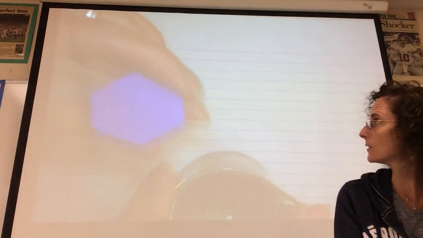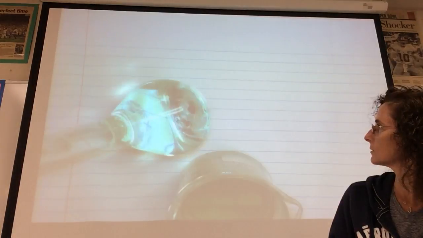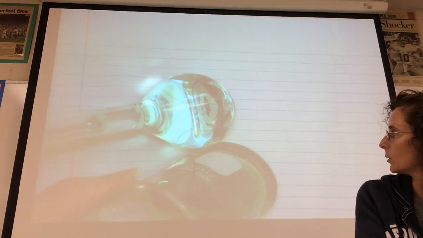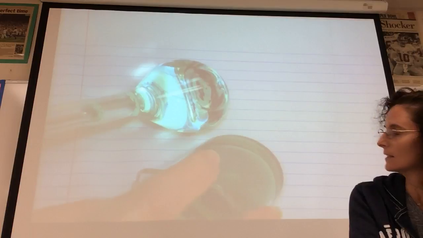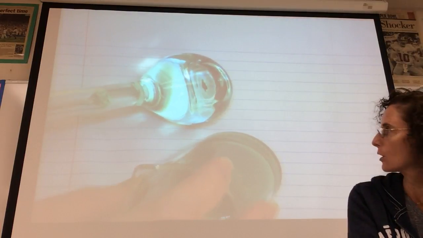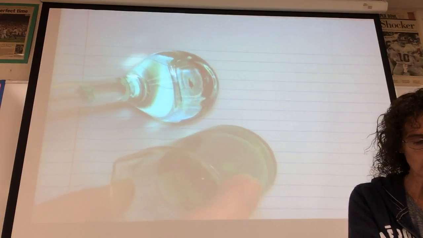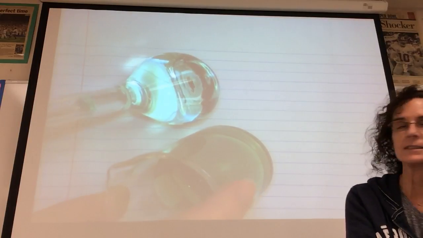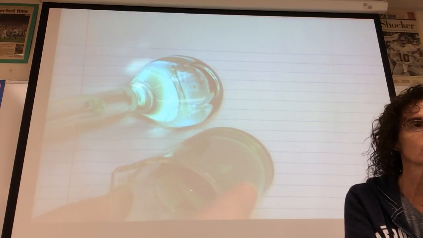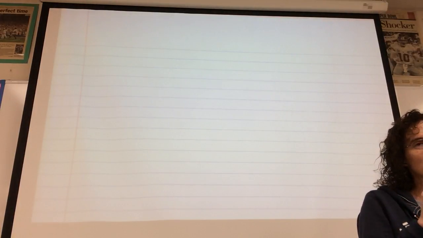So if you were to look at these two solutions, I don't know how well they're going to show under the screen. Do they show? Pretty good. You can see that the one in the volumetric flask, and I'll show you how to make that, versus the one in the beaker. The one in the volumetric flask is clearly more dilute because the color is lighter. So we're going to be making solutions in the lab two different ways, and we're going to talk about dilute versus concentrated solutions.